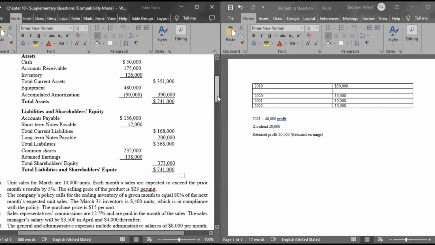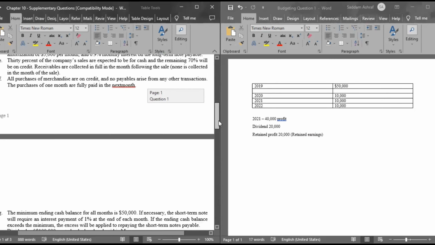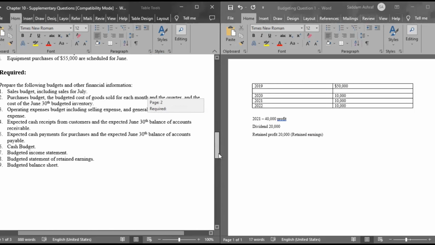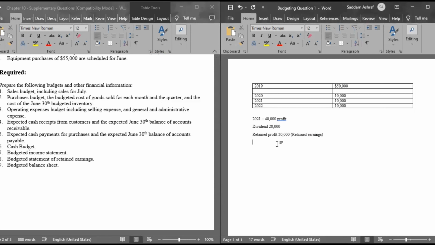So next, there is supplementary information, but we will use this information later on when we solve the questions. Let's come towards the requirement. In the requirement, first of all, we need to prepare the sales budget, and it says including sales for July.